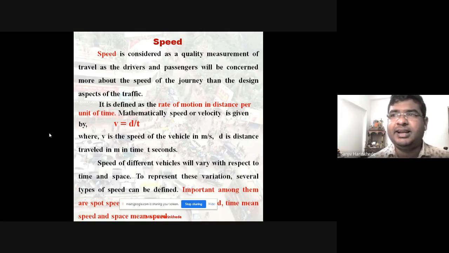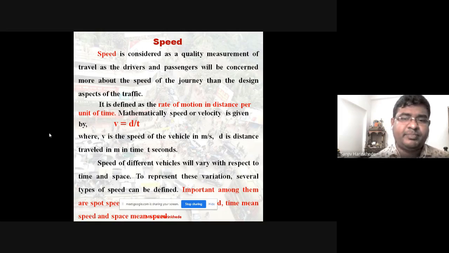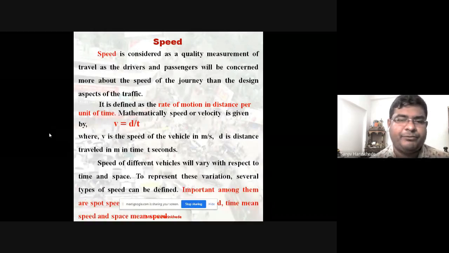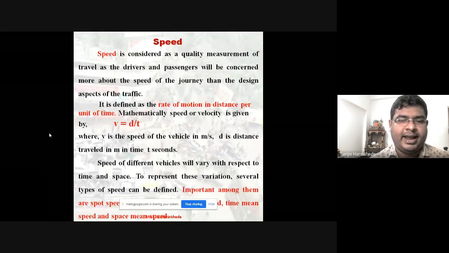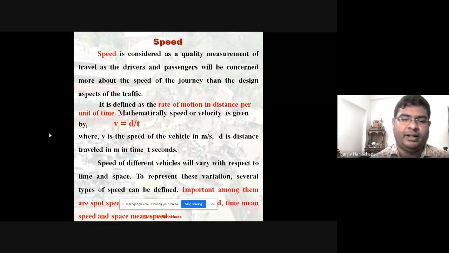In velocity, it turns in a particular direction. Speed does not depend on direction. Mathematically, the speed or velocity is given by v is equal to d by t. There, v is the speed of the vehicle in meter per second, d is the distance travelled in meter, and t is the time in second.